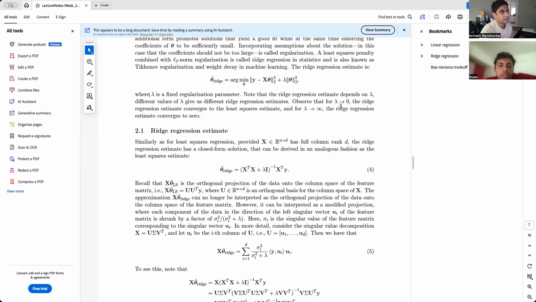Observe that if you take lambda close to 0, then this is the same as the least squares, because then the penalty term won't exist anymore. And if you take lambda tends to infinity, then basically the least squares term doesn't matter anymore because the lambda term will dominate and your estimate will be 0.